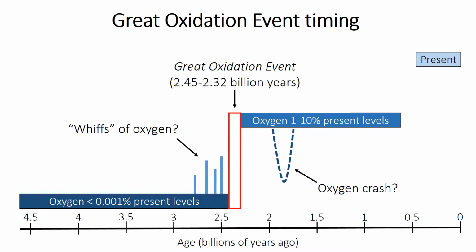So after the Great Oxidation Event, oxygen levels were still much lower than they are today, but even then, 1 to 10% of today's level, so maybe about 1% of the atmosphere or so, was still enough to open up new evolutionary opportunities. Now, there's some hints for a temporary decrease in oxygen about 1.9 billion years ago. That'll become important potentially towards the end of this video. But first, what consequences did the Great Oxidation Event have for life?